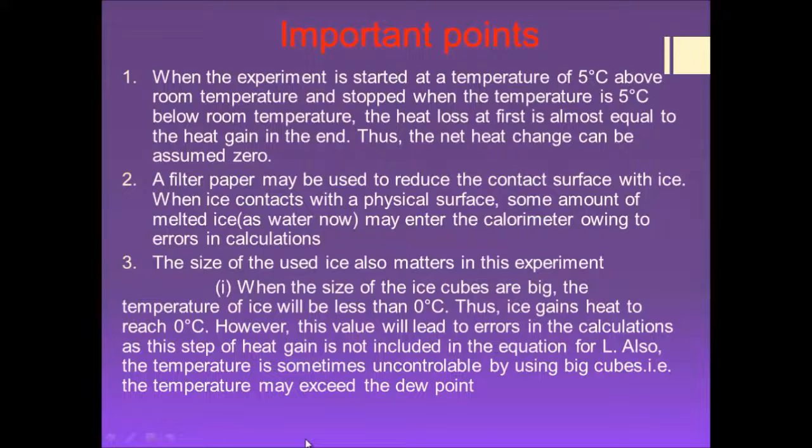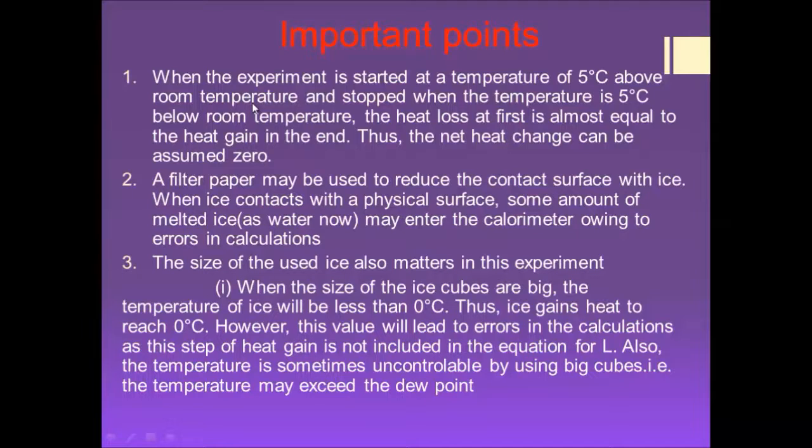Now let me explain some important points of this experiment. I'll explain those temperature variations in this part of the video. The first important point is that the experiment is started at a temperature of 5 degrees above room temperature and stopped when the temperature is 5 degrees Celsius below room temperature. Think of a number line. When you increase the temperature of a system, you lose heat, and when you decrease the temperature, you gain heat.